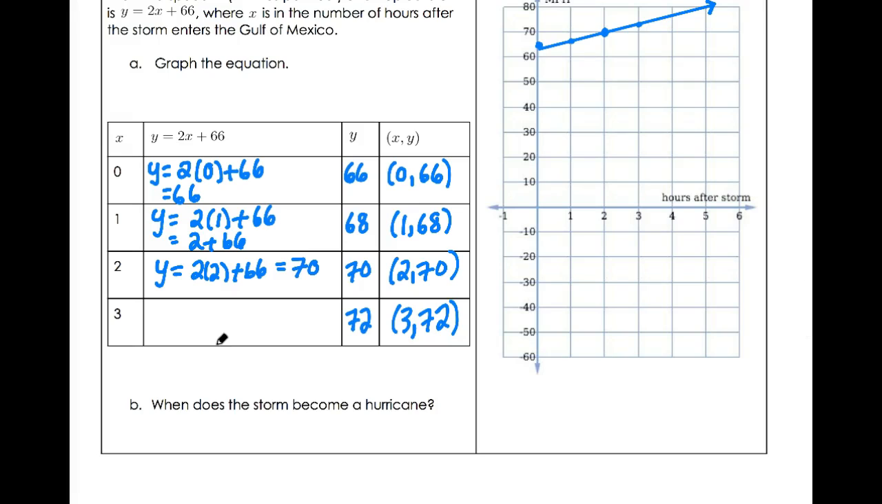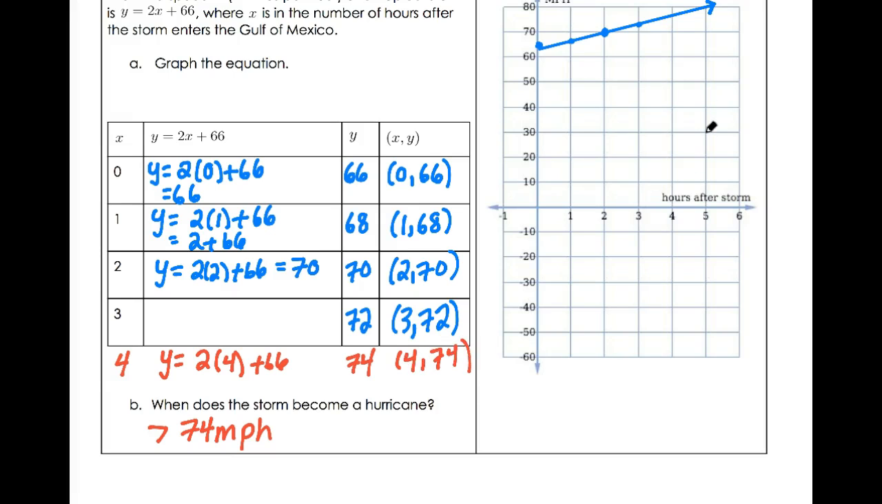All right, so I Googled the answer. I love Google. So when does a storm become a hurricane? When the wind is greater than 74 miles per hour. So if we did 66, 68, 70, 72 in 3 hours, then in the 4th hour we would hit 74 miles an hour, because y equals 2 times 4, which is 8, plus 66, which is 74. So you would have the point 4, 74.